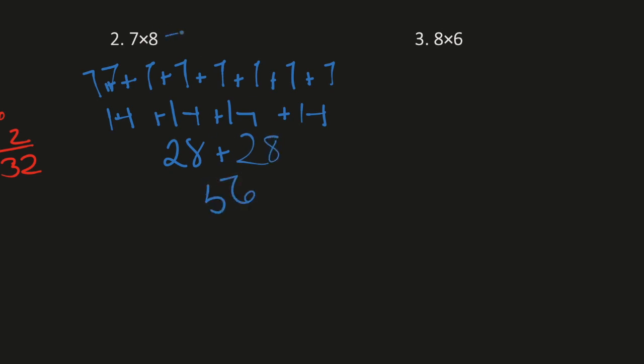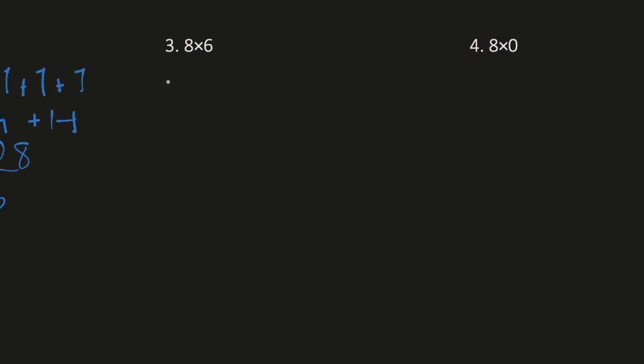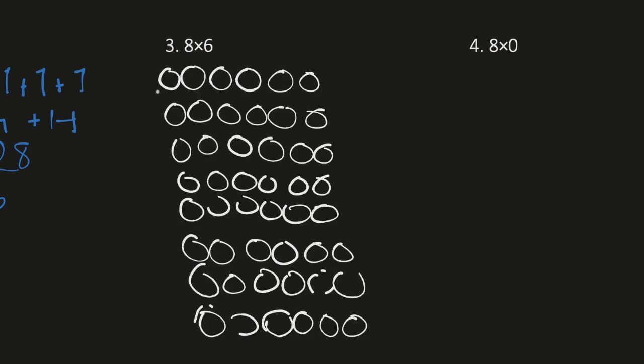So we know that 7 times 8 is equal to 56. So our next one here, I'm going to be doing a full array. So we're going to do 8 times 6. So we're going to do 8 rows of 6. All right, so here we have 8 rows of 6.